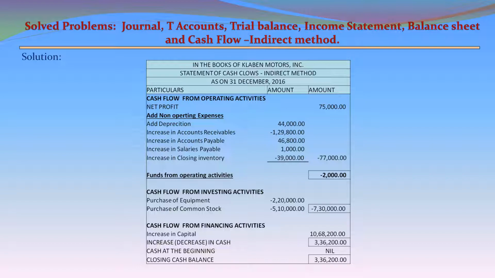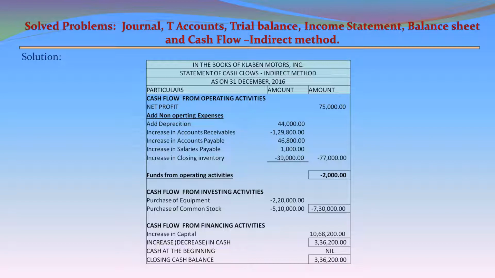In the books of Kleban Motors Inc., statement of cash flow, indirect method, as on 31st December 2016, particulars, amount. Cash flow from operating activities, net profit 75,000, add non-cash expenses, add depreciation 44,000, increase in accounts receivable less 129,800, increase in accounts payable add 46,800, increase in salaries payable 1,000, increase in closing inventory less 39,000, total adjustments net comes to minus 77,000. So funds from operating activities is minus 2,000.